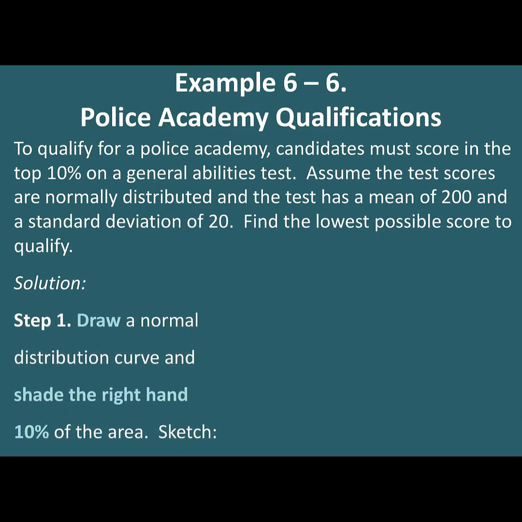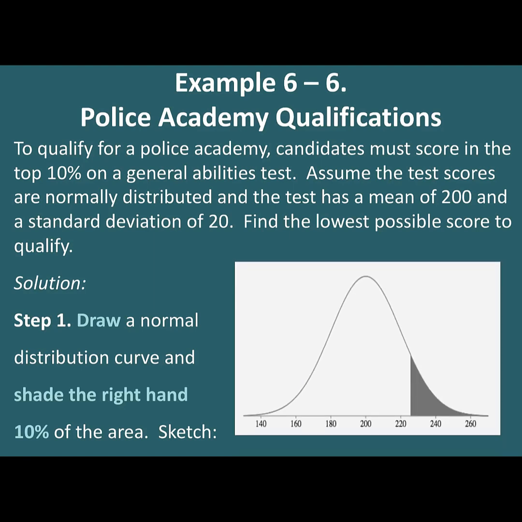First, draw a normal distribution curve and shade the right-hand 10% of the area. As you can see in this picture, a normal distribution graph, I have shaded the right-hand side, or at least the 10% of the right-hand side. Notice here, the mean in the middle is 200.